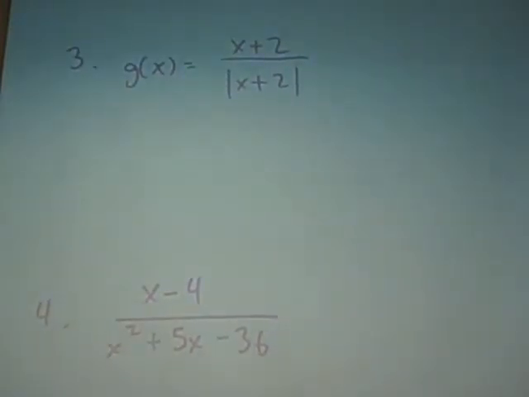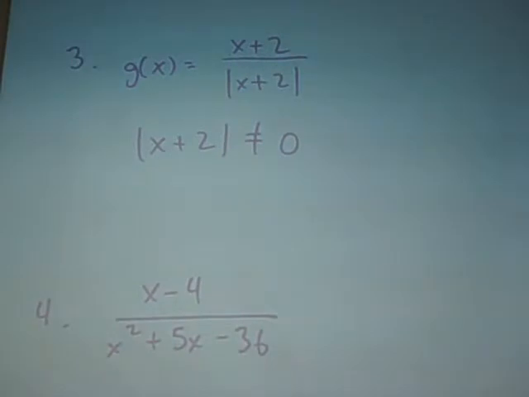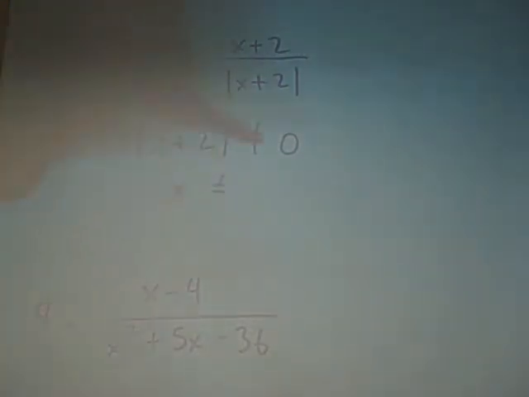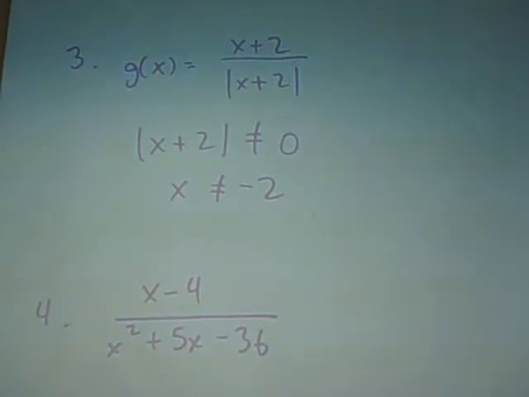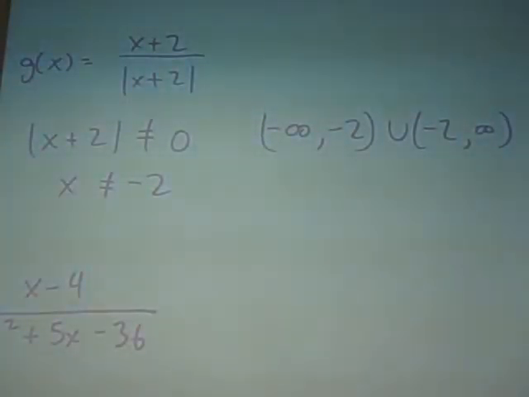Number 3. No square roots, but we can't divide by 0. So the absolute value of x plus 2 cannot equal 0. And really, the only way that the left-hand side is going to equal 0 is if x is -2. So x cannot be -2. So the way we'd write that domain would be -infinity to -2, not including the -2, union -2 to +infinity. So all reals except -2.